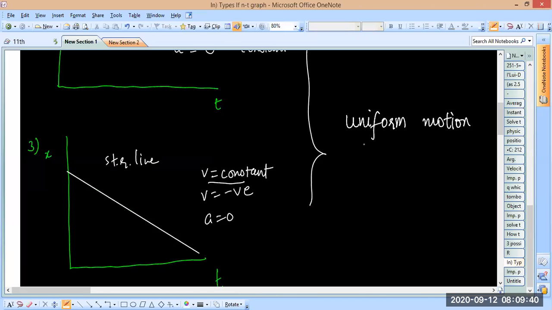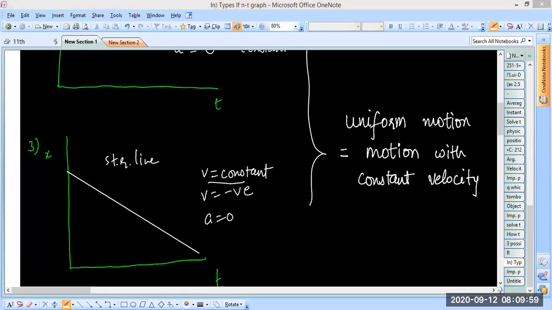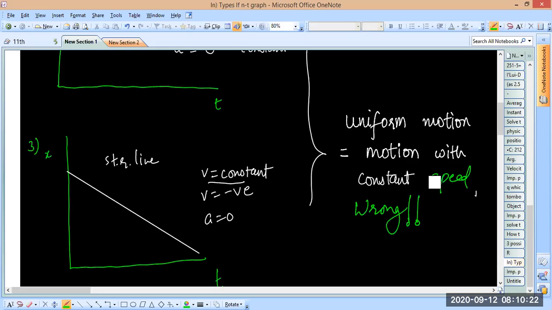Right? What is the meaning of uniform motion? Uniform motion means motion with constant velocity, right? Motion with constant velocity is called uniform motion. All right. Yeah, no problem with that. Good morning. So everyone remember, probably in lower class, maybe 9th, you would have studied that motion with constant speed is called uniform motion. This is wrong. Okay. So remember, motion with constant speed is not called uniform motion. Okay, motion with constant velocity is called uniform motion. Okay, remember that.